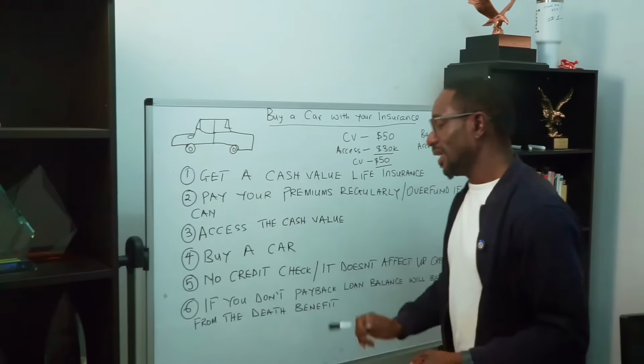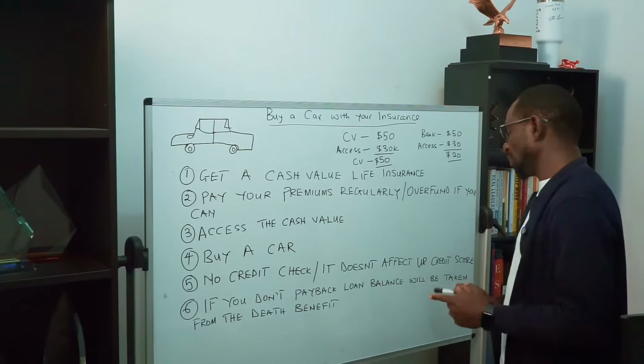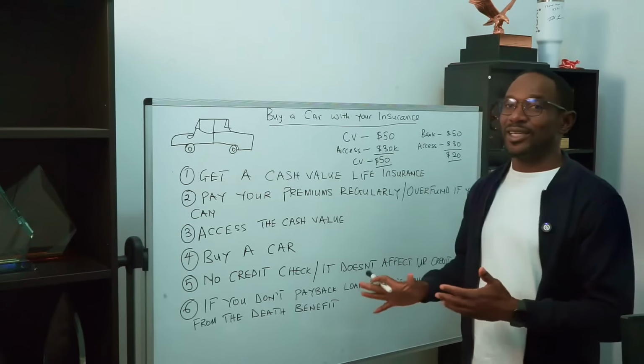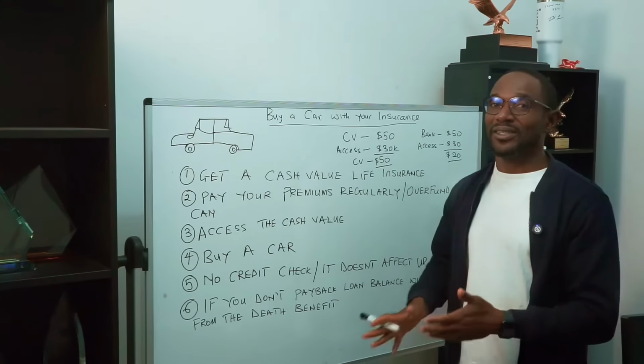The sixth thing is that if you don't pay back the loan, guess what? The loan will be taken from your death benefit. This is like you spending your death benefit in your lifetime.